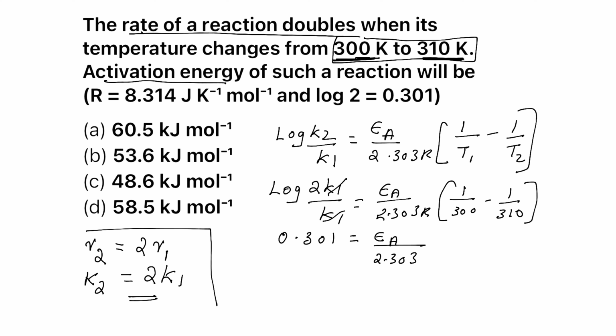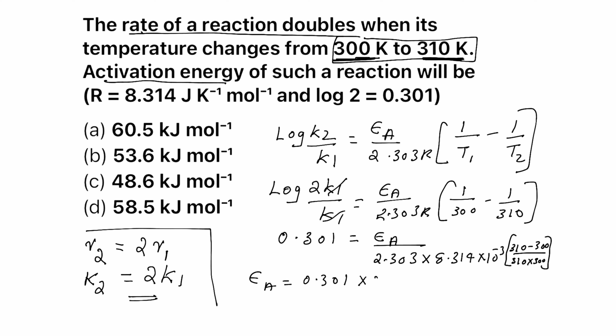2.303. What is R? See, we need the answer in kilojoule. So write 8.314 into 10 raised to minus 3. Otherwise you can put 8.314. Okay, you will get the answer in joule. So then what? 310 minus 300 by 310 into 300, right? Now we have to solve this, right? So Ea is equal to what?